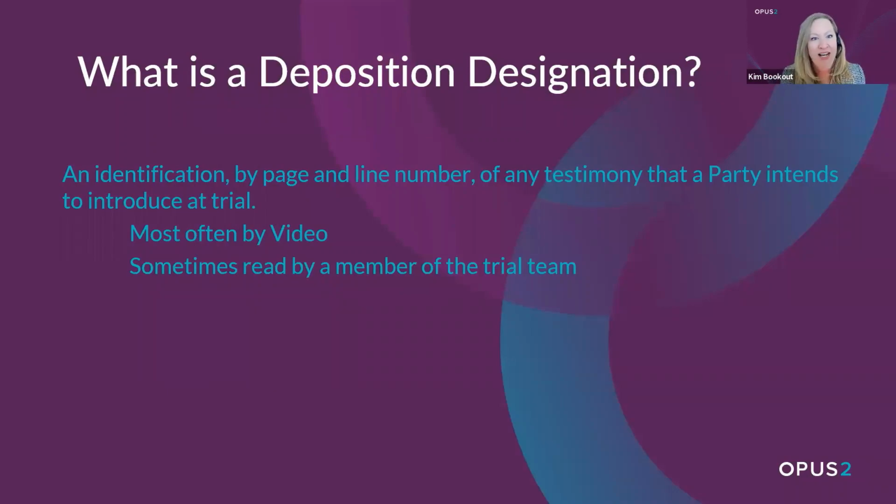So the first slide I have, just to set the table, is: what is a deposition designation? It is simply an identification by page and line number of any testimony that a party intends to introduce at trial. Now, in federal court, this will be found in Federal Rule of Civil Procedure 32.